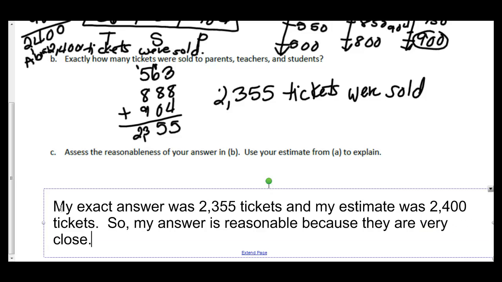Okay? So you're going to be doing some problems like this on your exit slip. Exact same strategy. Good luck.